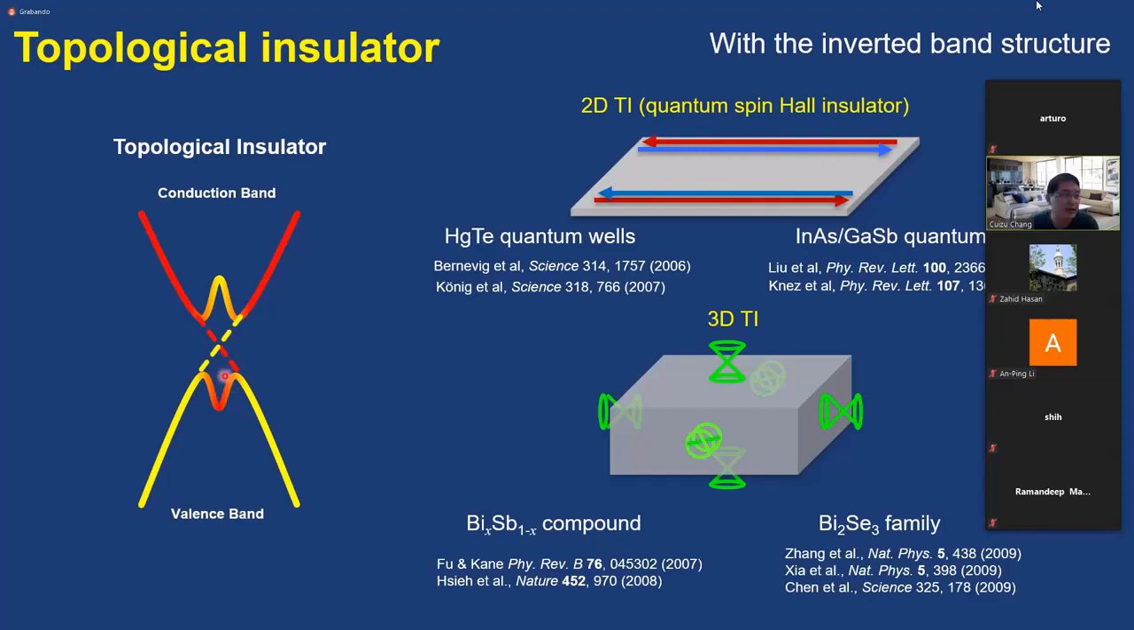The 2D topological insulator was first realized in mercury telluride quantum wells, and later in indium arsenide and indium antimonide quantum wells, and more recently in 1T' tungsten telluride monolayers. The 3D materials were first discovered by Hasan in the bismuth antimony compound and also in the bismuth selenide family of materials. In my experiment, we were using the bismuth selenide family, also called 3D topological insulators, for the realization of the quantum anomalous Hall effect.